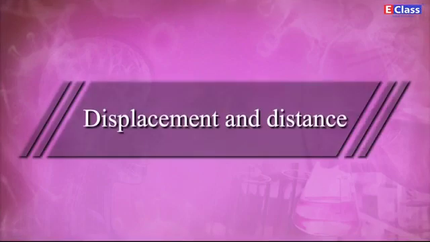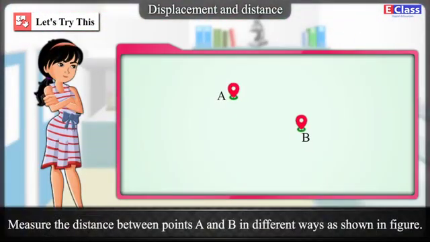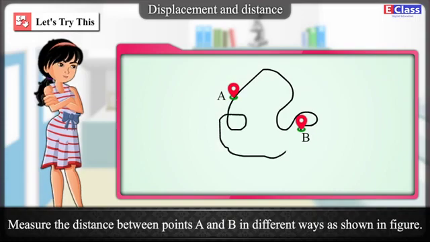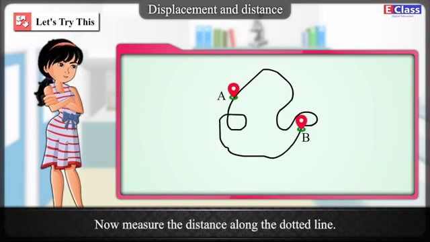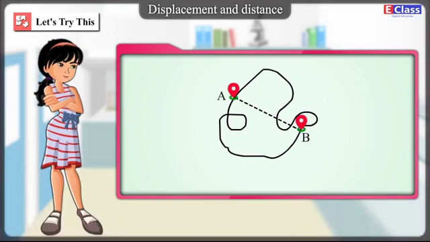Displacement and distance. Let's try this. 1. Measure the distance between points A and B in different ways as shown in figure 2. Now measure the distance along the dotted line. Which distance is correct according to you and why?